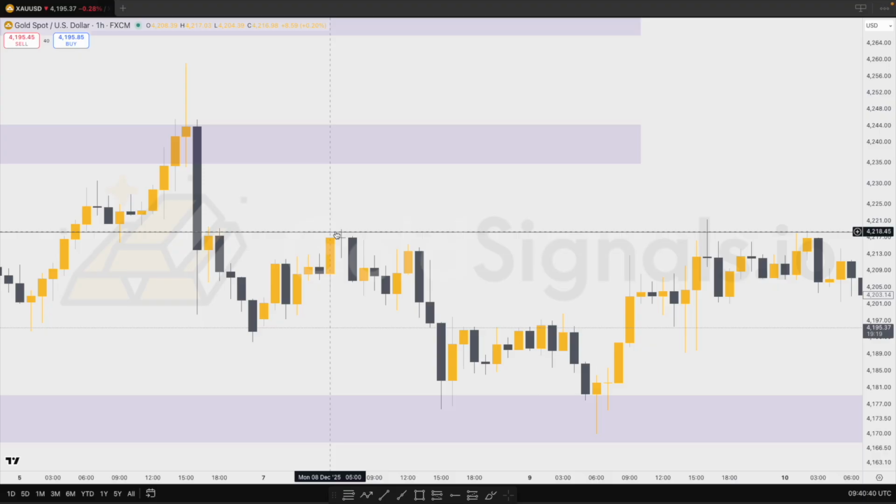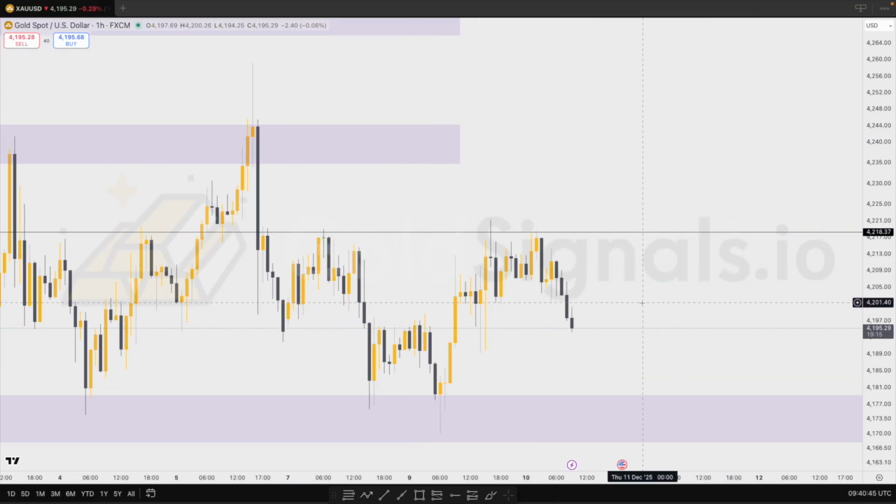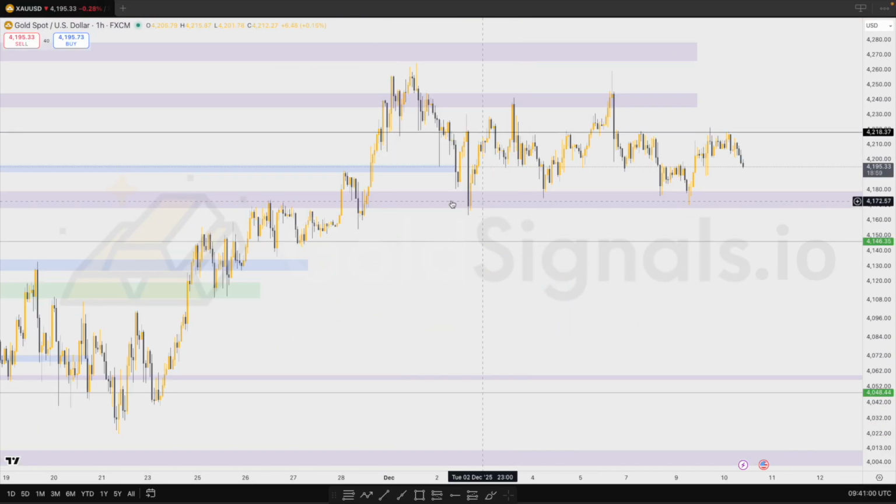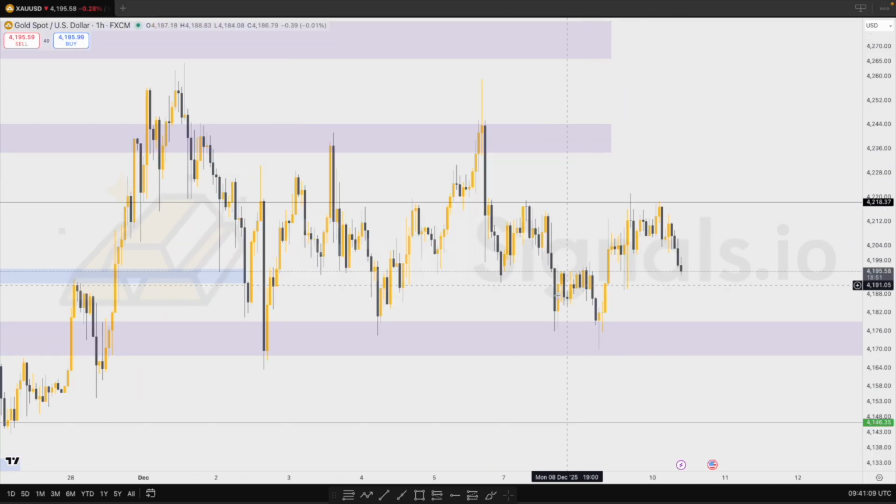Price pushed up to our next point of interest of around 4,218, and since then price has been consolidating sideways, with the top side resistance being 4,218 and our bottom side support being roughly the area of 4,180. As you can see, this level has been tested quite a few times in this overall consolidation area. We have seen some wicks out of this area, but we are roughly staying within this resistance and support that we found.